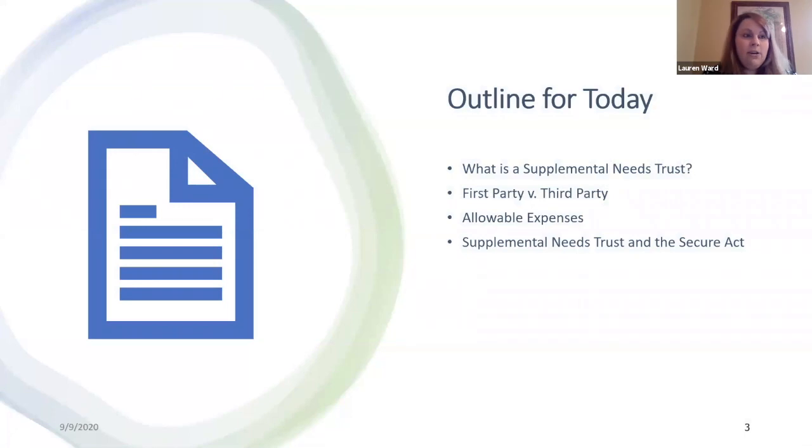So our outline for today, we're going to go over what is a supplemental needs trust, first party versus third party, what are allowable expenses with a supplemental needs trust, and how the SECURE Act impacts the supplemental needs trust.